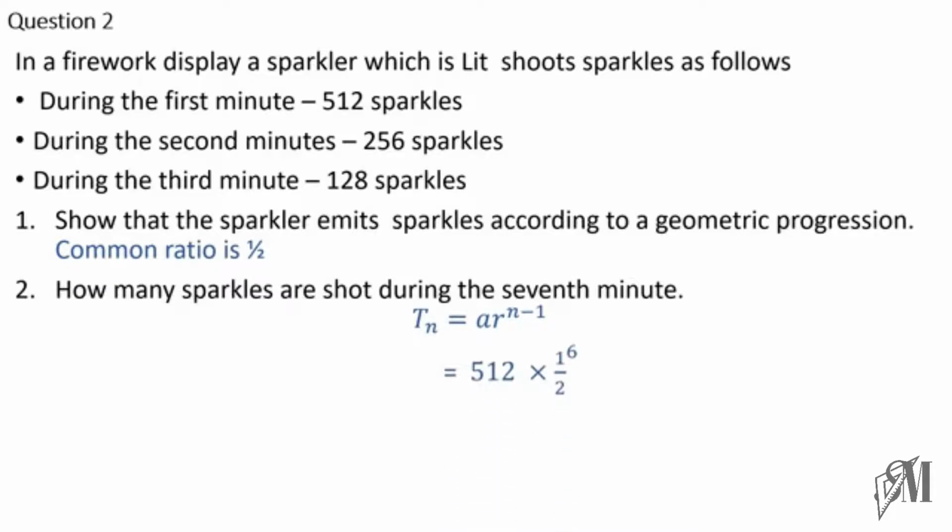So T7, a is 512, r is equal to half. n minus 1 is 7 minus 1, that is 6. So once substituted, you get the answer as 8. So 8 sparkles are released during the 7th minute.